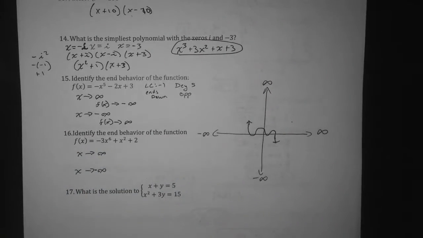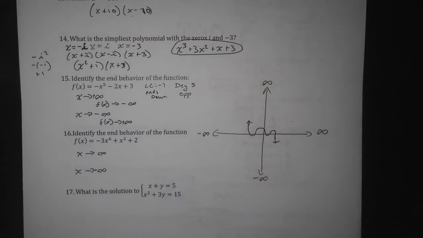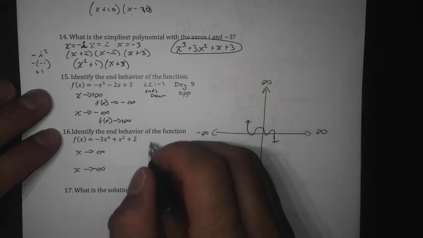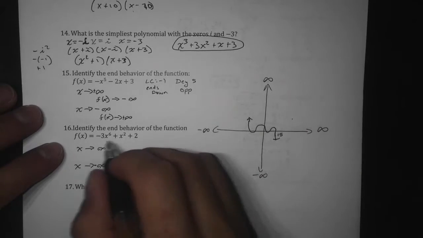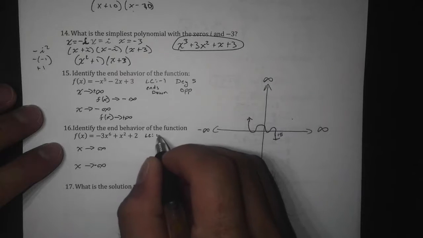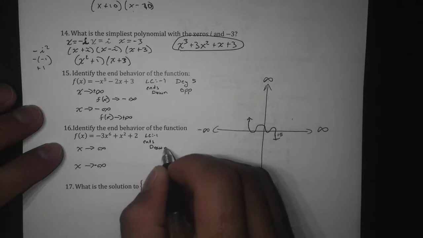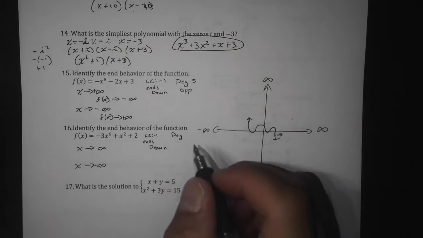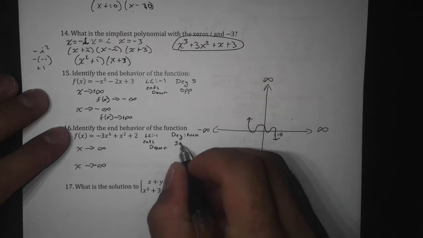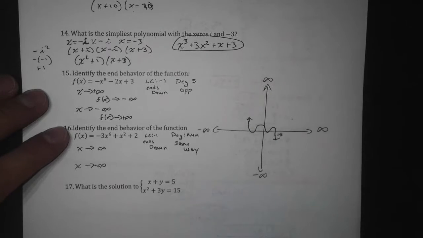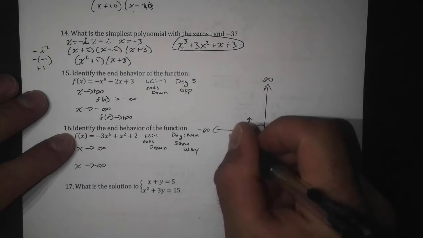We don't have to write a plus. Sometimes you may see it. If you see the plus, that's fine. It doesn't matter. Now, in 16, so I'm going to label this 15. Okay? In 16, leading coefficient is still negative. That means it ends down. However, the degree is even. That means same way. So, it ends down, and the other side will be the same way.